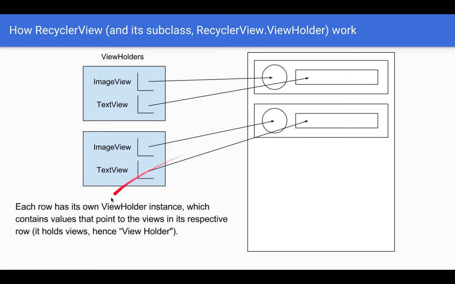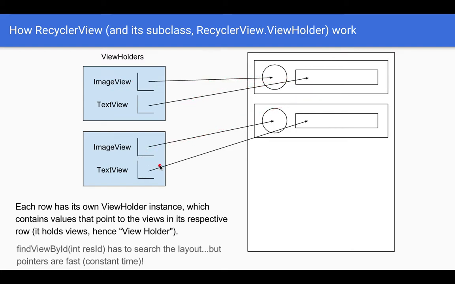Just to reiterate, each row has its own view holder instance, which contains values that point to the views in its respective row. It holds views, hence view holder. So again, each row has a view holder that's pointing to the elements in that row. And again, findViewById has to search the layout, but pointers are fast. They actually work in constant time.